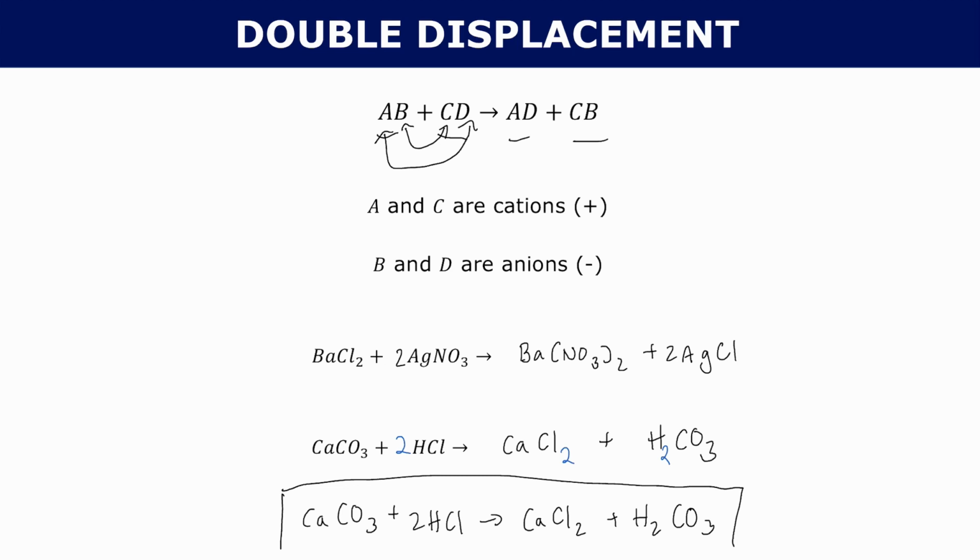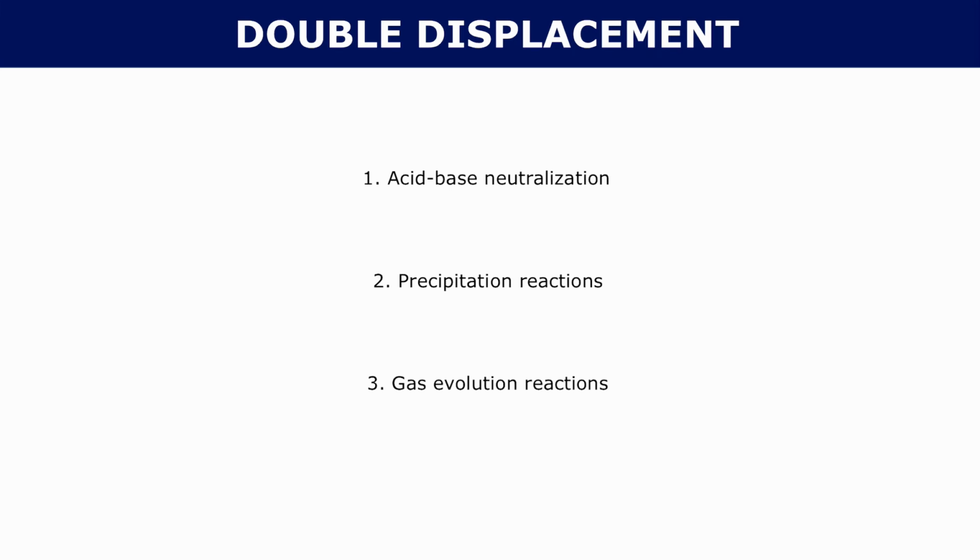Double displacement reactions are really common, and they are really important because a lot of reactions use a double displacement reaction. Some examples of these are acid-base neutralization reactions, precipitation reactions, and gas evolution reactions. We'll go over all these reactions in further detail later, but for now that's it. That's the 5 types of chemical reactions. If you know those 5 types, then you can predict the products of almost any reaction that you come across.